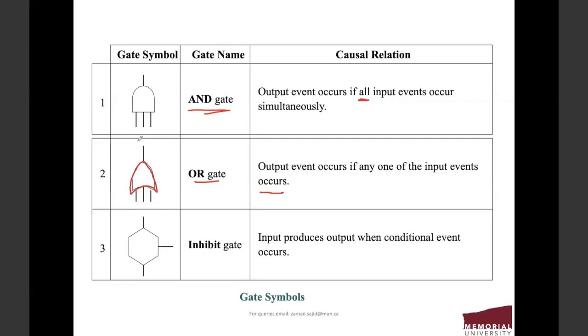So I will repeat it again. You will use an AND gate when all the inputs occur simultaneously. Only then can the top event or the intermediate event occur. Whereas in the OR gate, any one of the inputs should occur. For example, for the failure of the top event, let's say there are three possibilities. If you are using an OR gate and any of the three fails, then the top event will fail. However, with the AND gate, if one is success, two is success, three is success, only then can you get a success here.